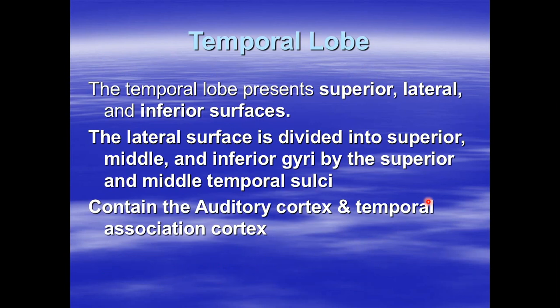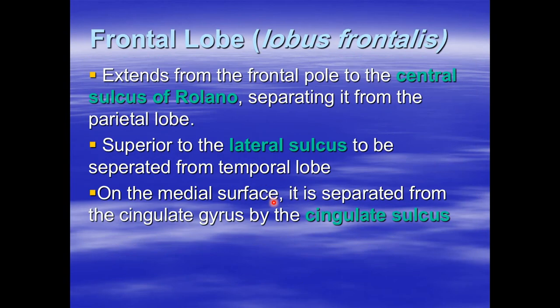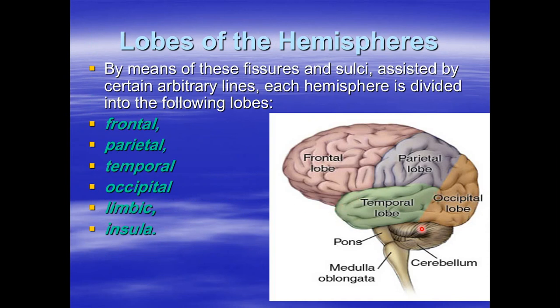Regarding the temporal lobe, it presents superior, lateral, and inferior surfaces. It has three surfaces, and the lateral surface is divided into superior, middle, and inferior gyri by the superior and middle temporal sulci. It contains the auditory cortex and the temporal association cortex. Okay, let's go again to this diagram. You can see this is the temporal lobe divided into superior, middle, and inferior gyri by the two sulci here separating them from each other.